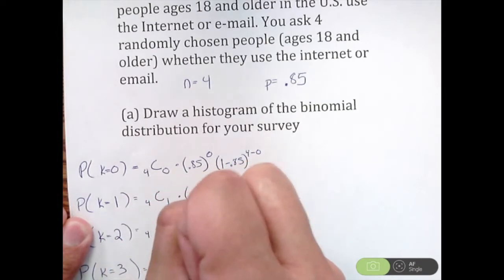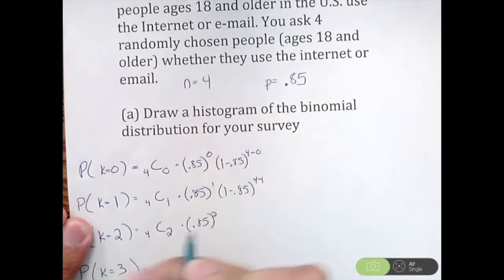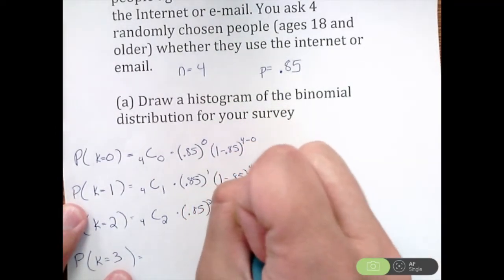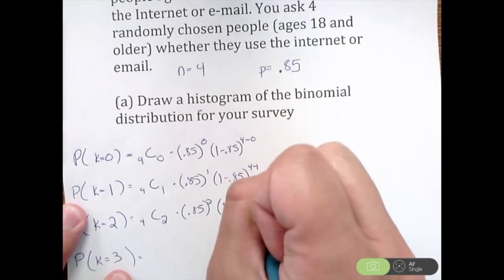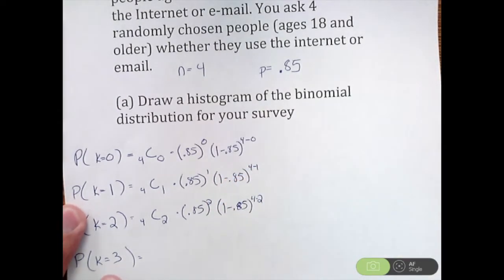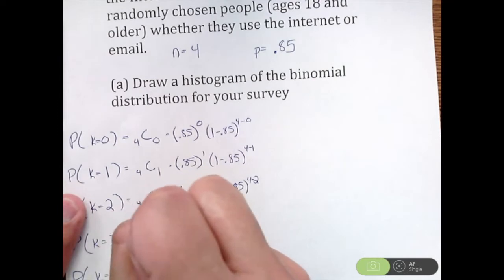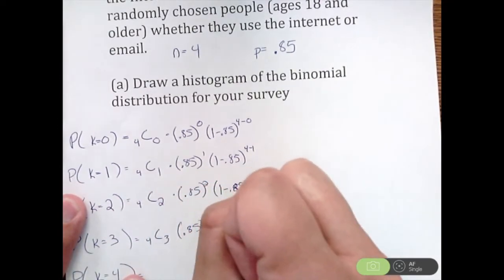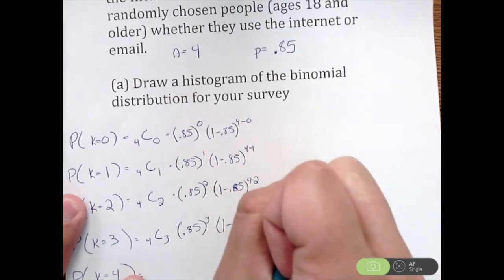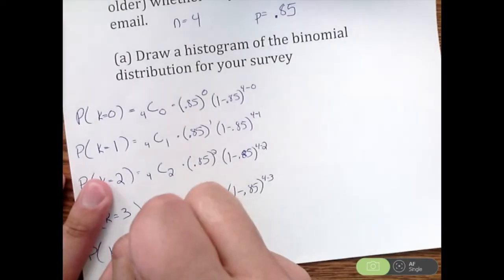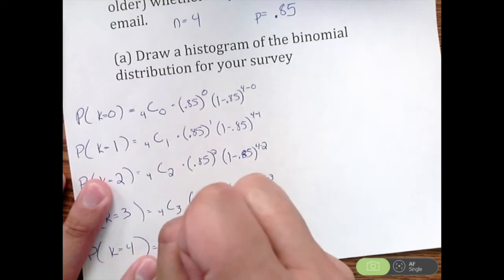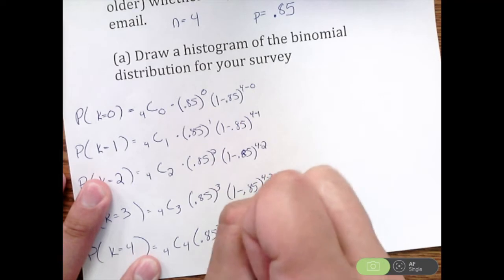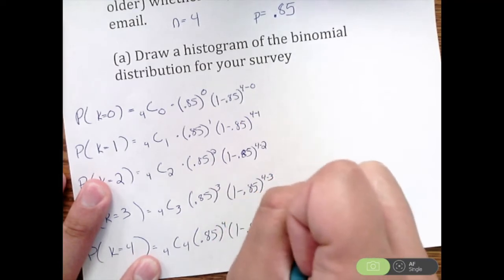And you're going to notice that changes. Now the 1s will all become 2s. So 1 minus 0.85, 4 minus 2. Then 4 choose 3, 0.85 to the 3, 1 minus 0.85, 4 minus 3. And 4 choose 4, 0.85 to the 4, 1 minus 0.85, 4 minus 4.